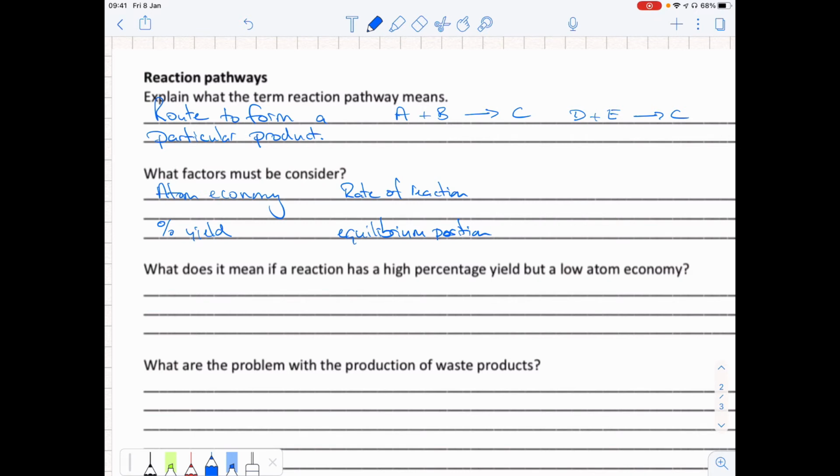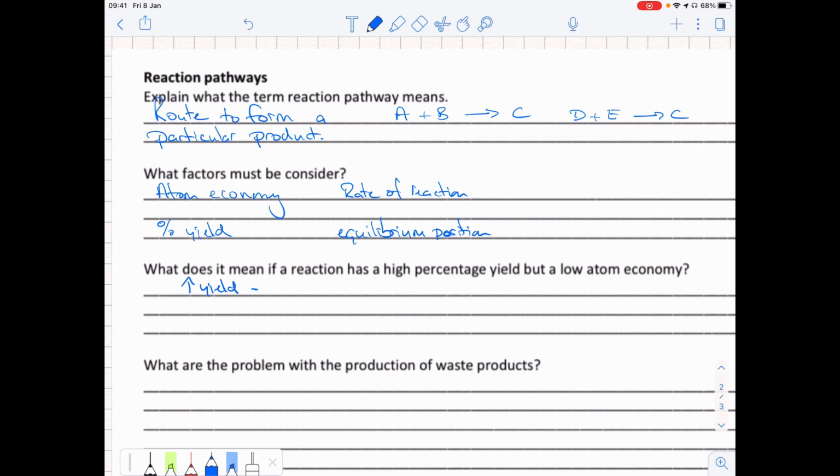So if we're doing this, there's a question here that says, what does it mean if we have something that has a high percentage yield but a low atom economy? Well, if we have a reaction that has a high percentage yield, that means that we are turning our reactants into the useful product. So that would be a good thing.